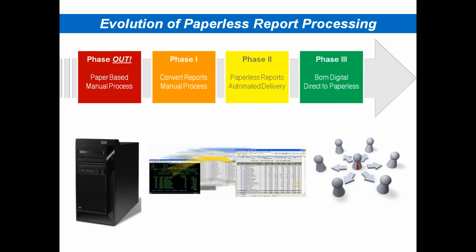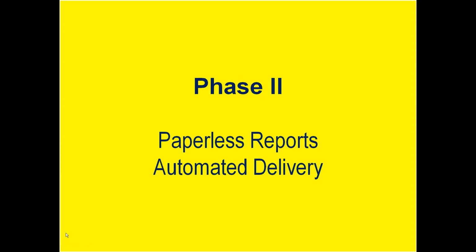This graphic illustrates the evolution of process management, reducing or eliminating paper printing and moving to digital output. This process can be incremental, allowing you to ease into a new, more efficient management of the entire life cycle of reports and documents. Today we'll cover Phase 2, automating the conversion and distribution of paperless reports.